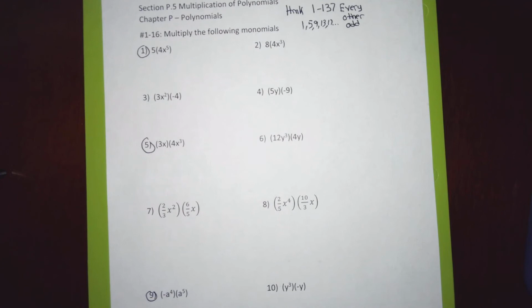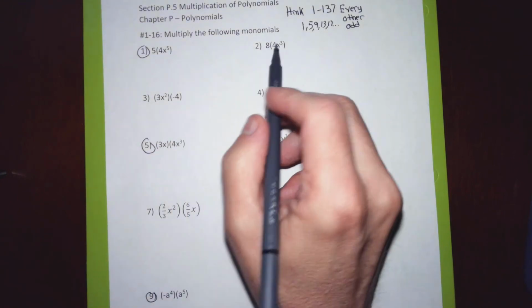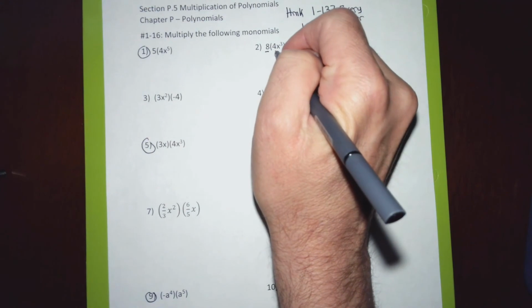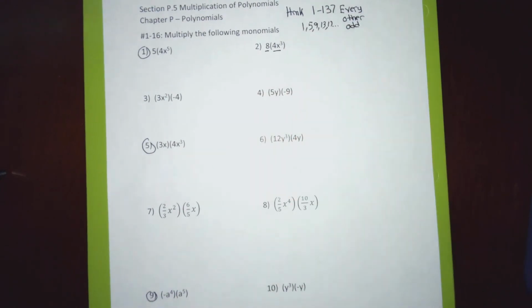To multiply monomials, which I have here in problem 2, 8 is a constant monomial. 4x cubed is a third degree monomial. To multiply monomials, you multiply the coefficients by the coefficients, you multiply the variables by the variables, and multiplying the variables is really adding the exponents.